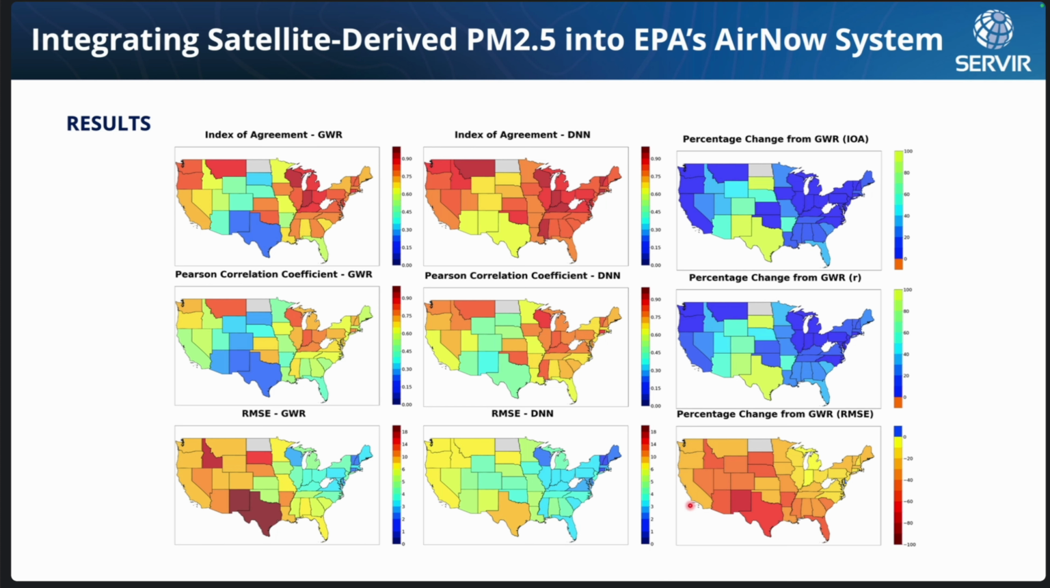For each state, all known data points were aggregated and the performance metrics were calculated and then put on a map. As you can see from the percentage change map, both IOA and R are increasing for all these states. There is no state where we have a performance decrease. The same thing can be said for RMSE, where we see a decrease in root mean square error for all these states.